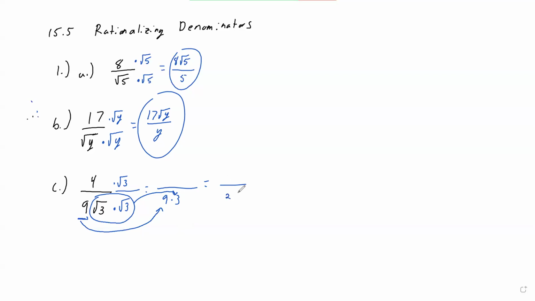27. And then what happens on top? There you go. Again, simplify if you can, but 4 doesn't go into 27.